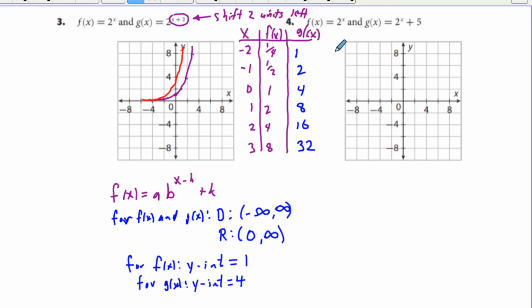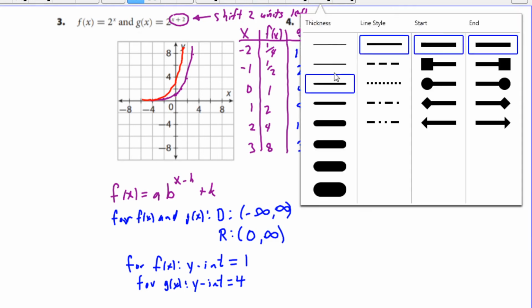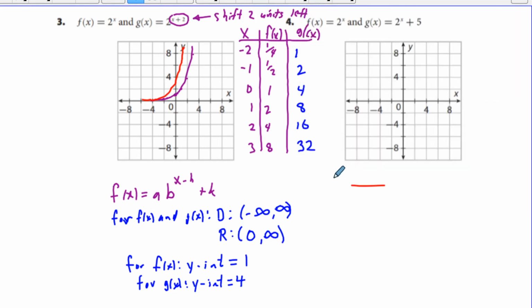Okay, in 4, what you have is 2 to the x power and 2 to the x power plus 5. So 2 to the x, and I'm just going to finish up pretty quickly because I don't have very many concurrent viewers. So we have x, f of x, and we have negative 2, negative 1, 0, 1, 2. So that's going to be 1 4th, 1 half, 1, 2, and 4.